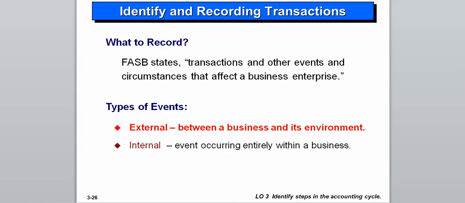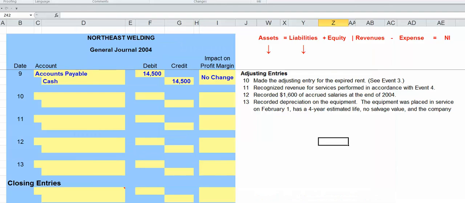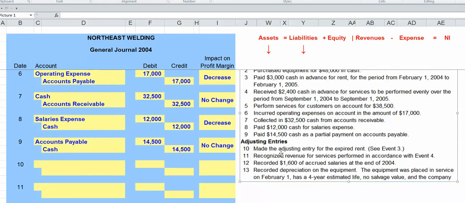Now that we've recorded the external transactions for Northeast Welding during the period and have prepared a trial balance, we can consider the adjusting entries that are required prior to preparing financial statements. We have 4 adjusting entries that we're going to consider for Northeast Welding. The first transaction is to record the adjusting entry for the expired rent, see Event 3. We paid $3,000 in cash advance for rent for the period February 1, 2004 to February 1, 2005.